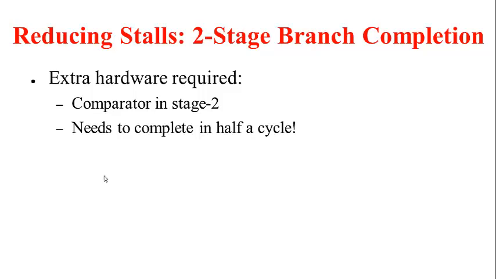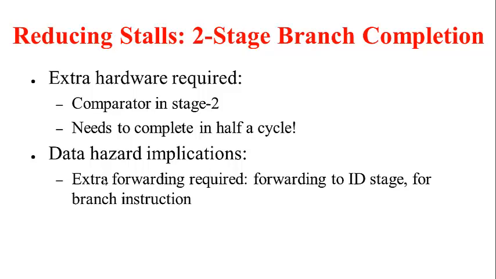Well, this is with respect to the extra hardware that is required. Not only is extra hardware required, this solution is also going to introduce further data hazard implications. The additional data hazard implications arise because earlier we required register values only in stage 3 or stage 4, that is in the EX or MEM stages. Now, if we have 2-stage branch completion, we are going to need register values even in the ID stage in the case of branch instruction. So this essentially means that we need extra forwarding. Now we are going to need forwarding to the ID stage as well for the branch instruction.